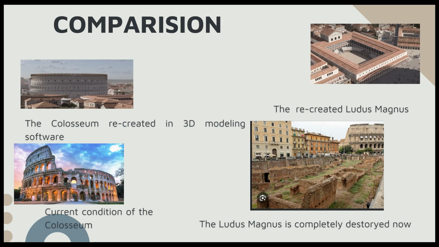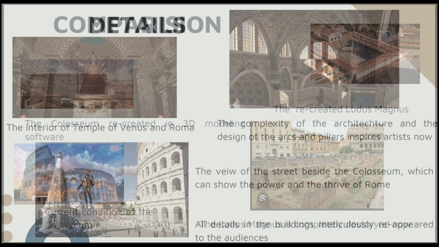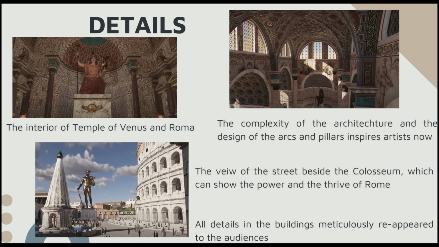We can compare the Colosseum recreated in 3D modeling software with that in the real world. Also, the recreated Ludus Magnus can solve the destroyed one digitally. Then we can see the project go into very details, the complexity of the architecture and the design of the arcs and pillars inspire artists now. The views of the street beside the Colosseum can show the power and even the pride of Rome. All details in the buildings were meticulously repaired to the audiences.